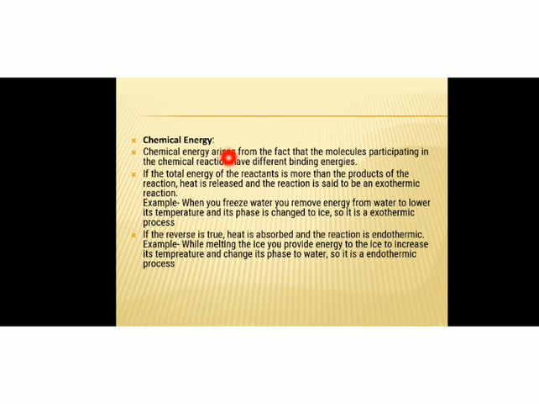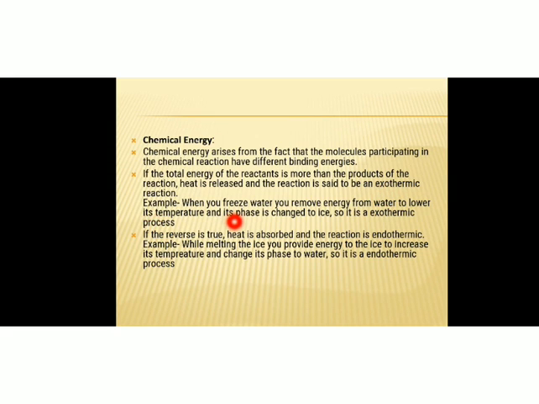Then the next form of energy is chemical energy. Chemical energy arises from the fact that the molecules participating in the chemical reaction have different binding energies. If the total energy of the reactants is more than the products of the reaction, heat is released and the reaction is said to be an exothermic reaction.